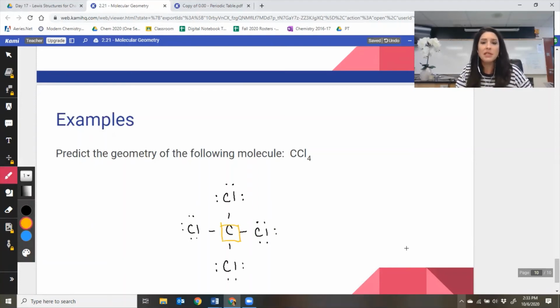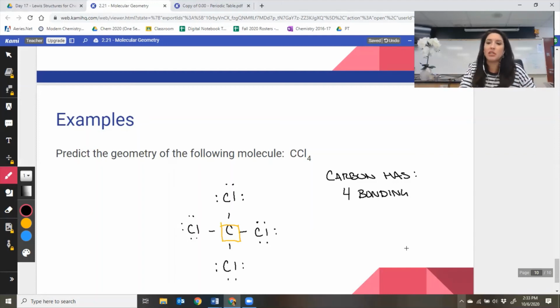So what happens to the central atom, carbon? Carbon has 4 bonding regions. Another way of thinking of that is it has 4 sides touching bonds, 4 bonding regions of electron density, and 0 lone pair regions. So all of carbon's electrons are already participating in bonds.